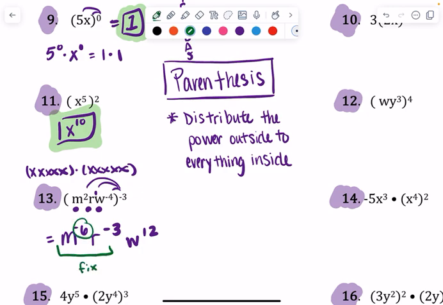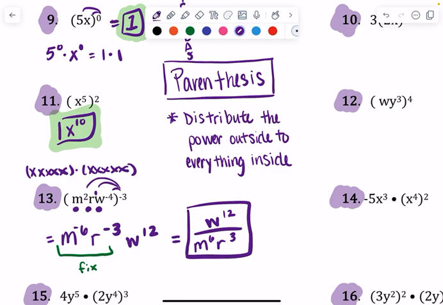So we need to fix those terms with that negative exponent. So we are simply going to move them to the denominator. So w to the 12th stays right where it is, and we are moving m and r to the denominator. The whole purpose of that is to make those exponents positive. So don't put them in the denominator and then leave them negative. The purpose of moving them and fixing them is to put them in the denominator and make those exponents positive.